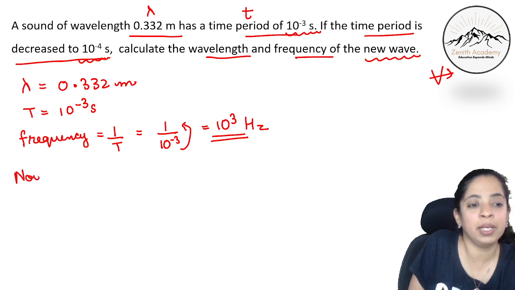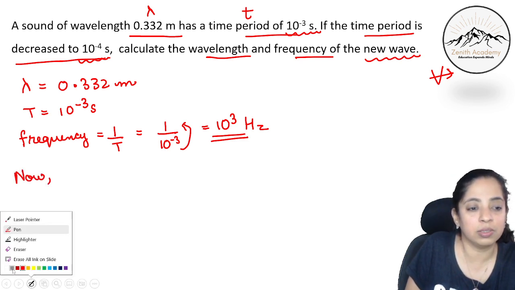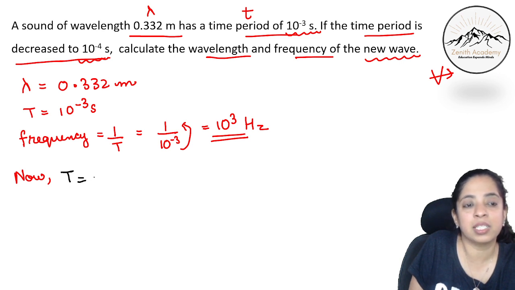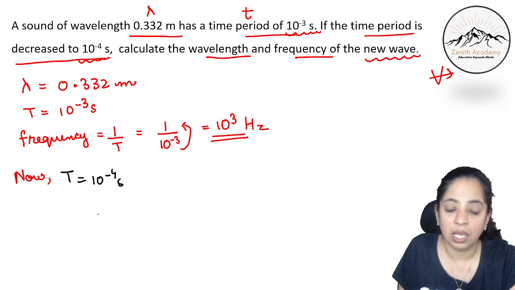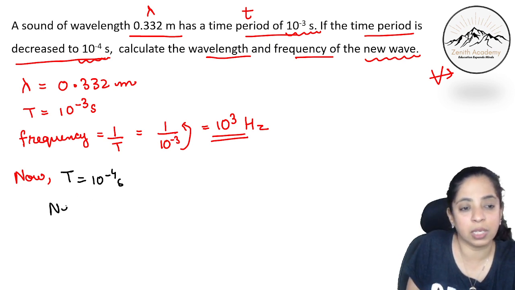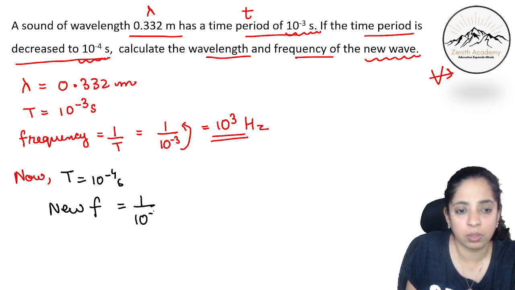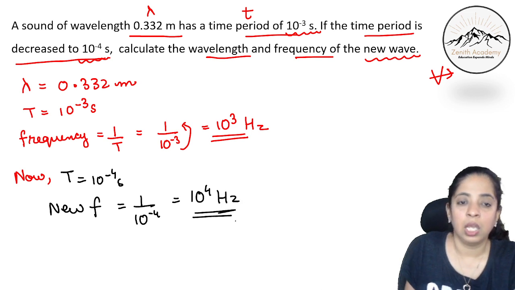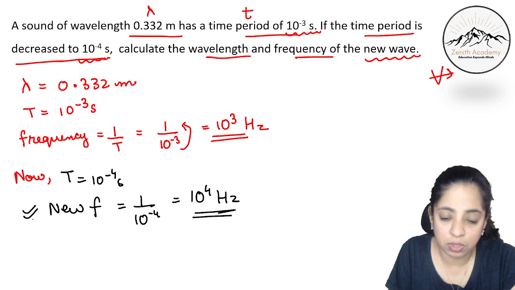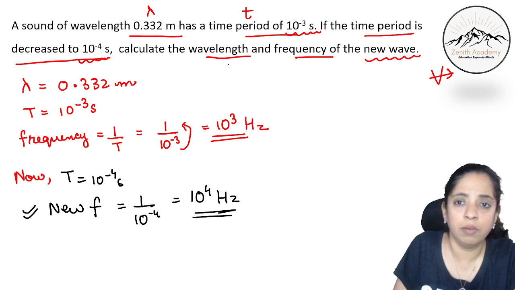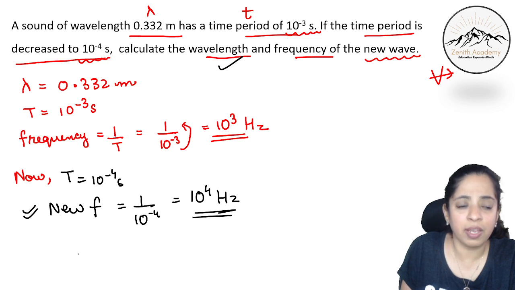Now what is happening? Time is changed. Now the time period is equal to 10 raised to power minus 4 seconds. And so the new frequency will be 1 upon 10 raised to power minus 4. So it will be 10 raised to power 4 hertz. Now we have got the new frequency. What about wavelength?